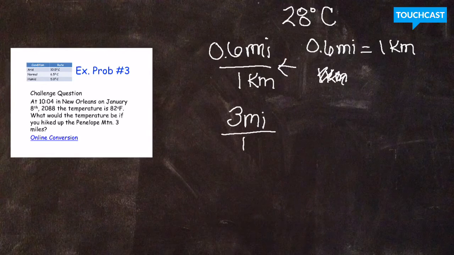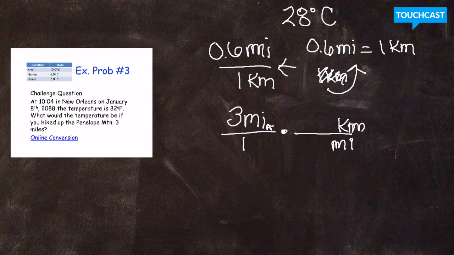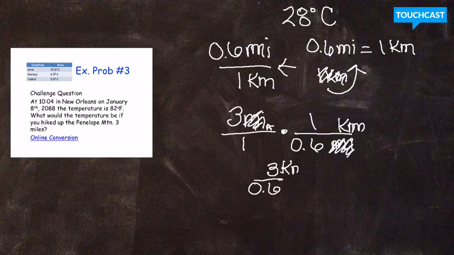So we start with 3 miles. Anytime you have a proportion, remember you can write it as 0.6 miles equals 1 kilometer, or 1 kilometer. So we have 3 miles over 1. That's what we're starting with. Well, we want to get rid of the word miles. So in our conversion factors, we want miles to be on the bottom. So there's 0.6 miles in 1 kilometer. So we can get rid of the unit of miles, and we get 3 divided by 0.6, and our unit kilometers. So that gives us 5 kilometers that we're going to go up Penelope Mountain.